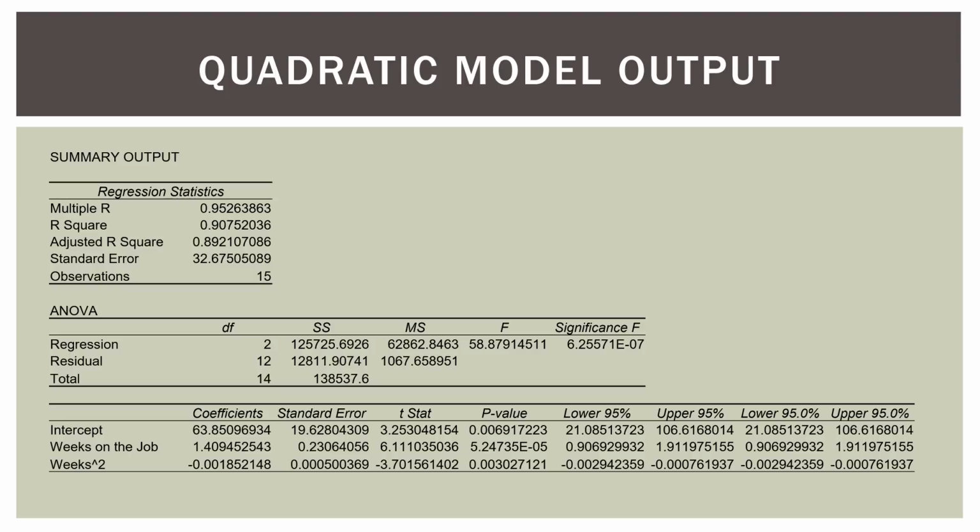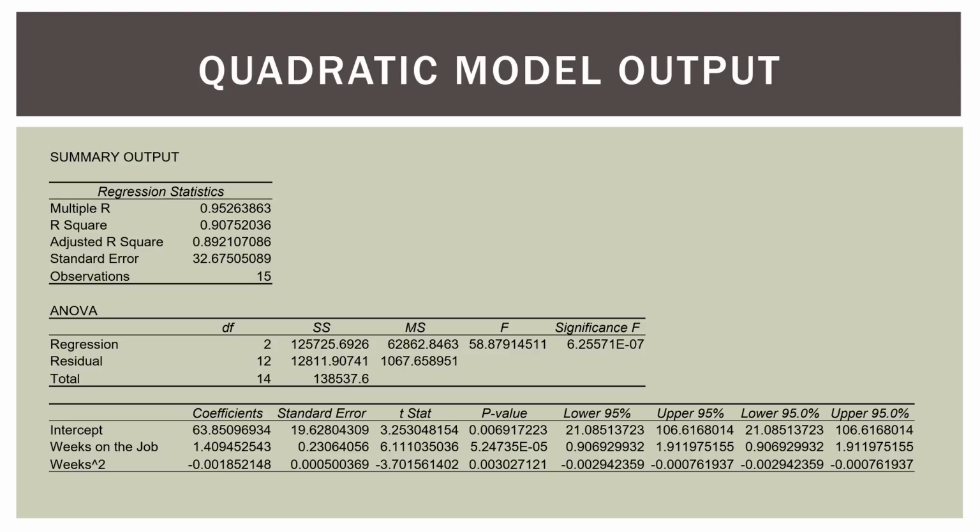Down here in the ANOVA table, notice that we have the same total sum of squares. Choosing a different model doesn't affect the total sum of squares in these instances. So our mean square is 62,862. Our residual or error sum of squares is 1,067. If you remember, that's about half what it was in the linear model. And of course, the F is very high, significance is very low, and it's significant.